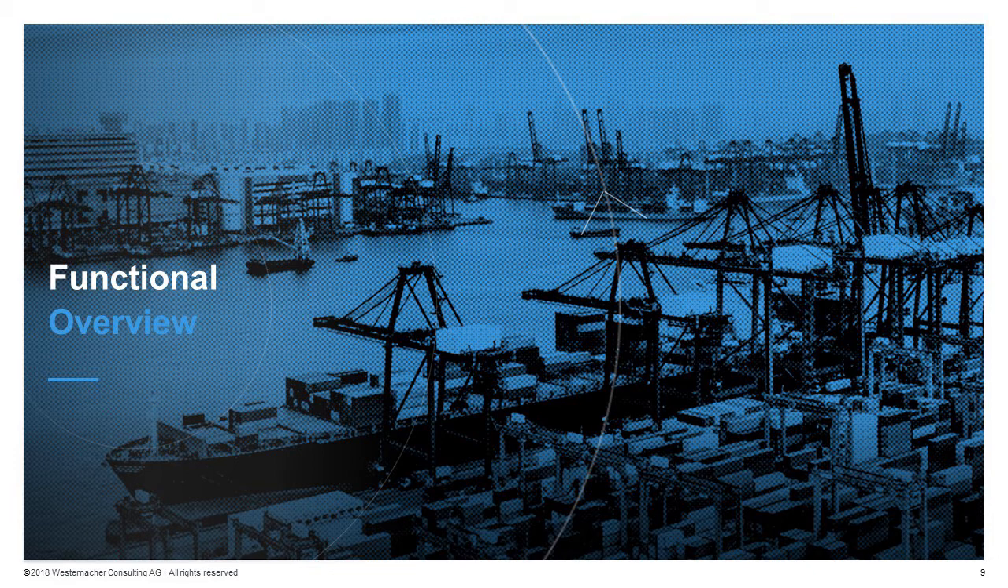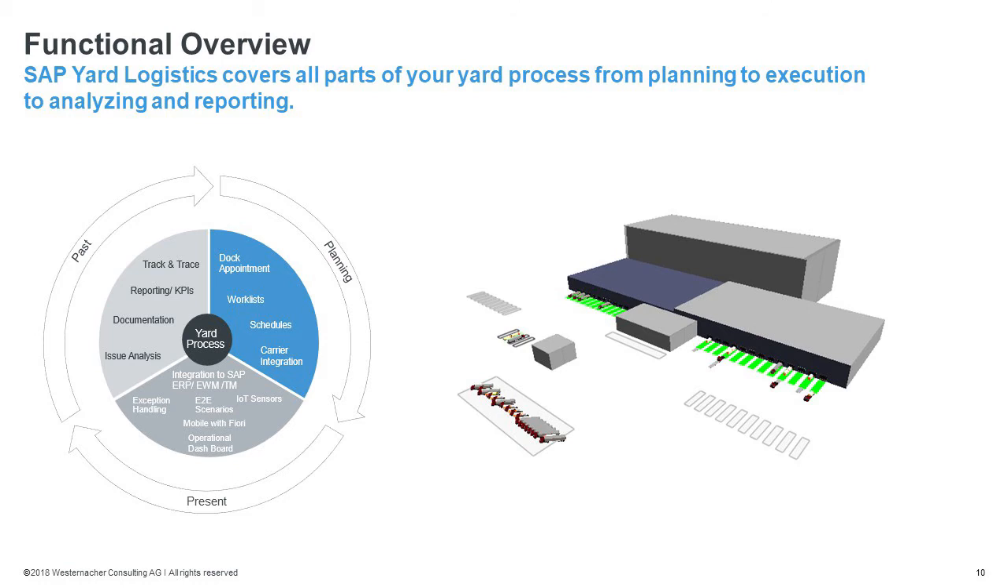So yeah, let's move to a functional overview. What does SAP Yard Logistics actually offer? So starting from this circle again that you see on the left side, we have highlighted some of the yard processes here, some of the elements. So for the planning stuff, we actually start with some dock appointments so that carriers have the possibility to log into a carrier portal and plan some appointments upfront before they actually arrive at the yard.